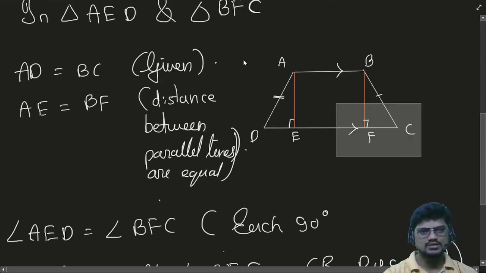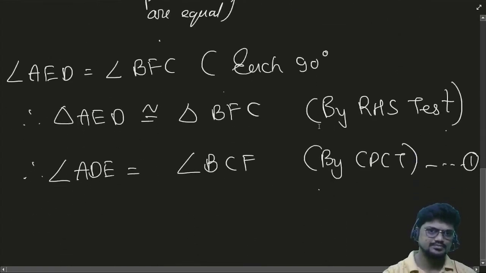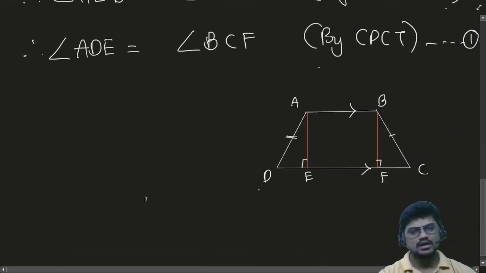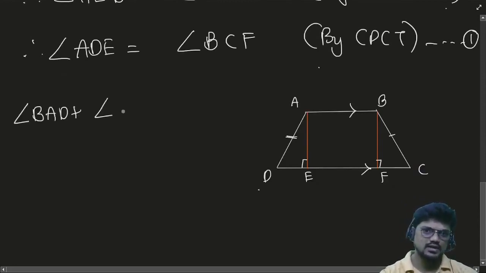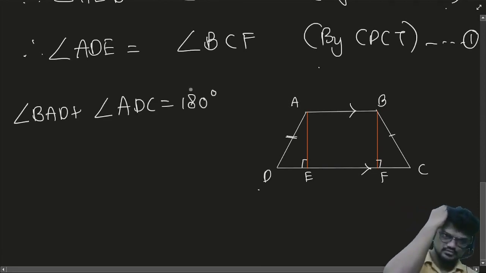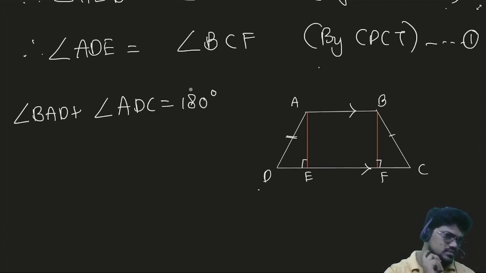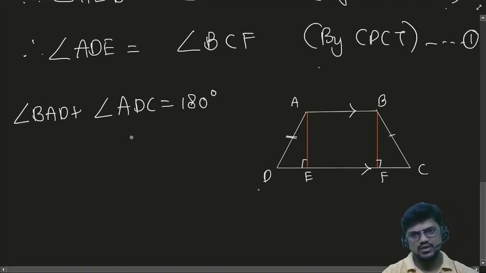Now, again, in the same trapezium, I know that angle BAD plus angle ADC is equal to 180 degrees. What is the reason? Sum of adjacent interior angles. They are called co-interior angles. The sum of co-interior angles between the parallel lines will be equal to 180 degrees.